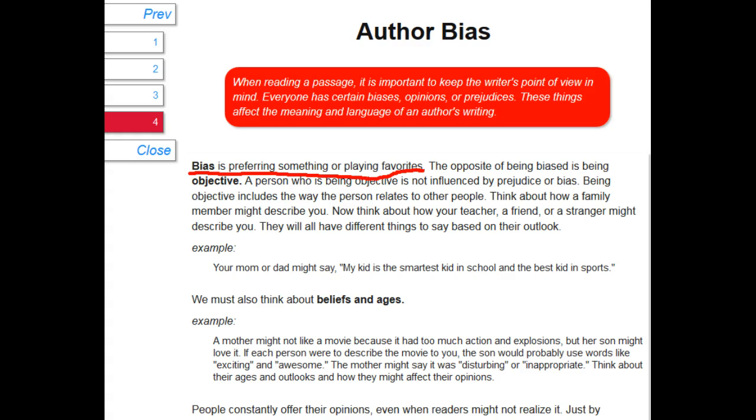Being objective includes the way the person relates to other people. Think about how a family member might describe you. Now think about how your teacher, a friend, or a stranger might describe you. They will have different things to say based on their outlook. For example, your mom or dad might say, "My kid is the smartest kid in the school and the best kid in sports." We must also think about beliefs and ages.